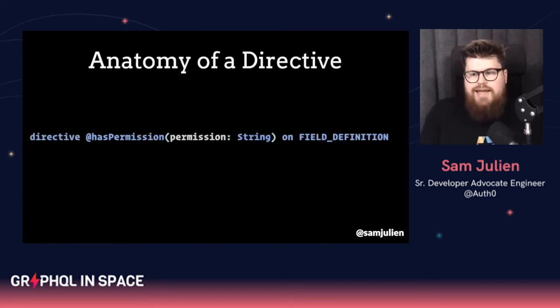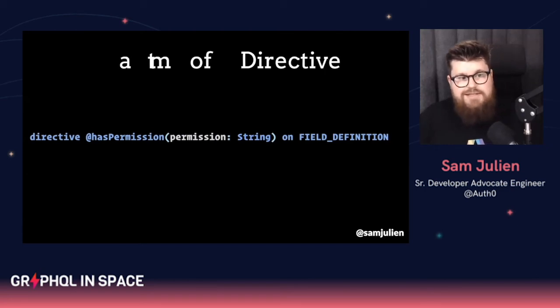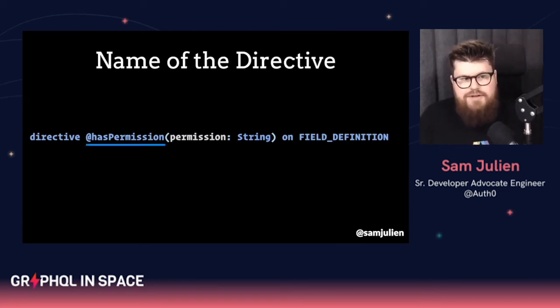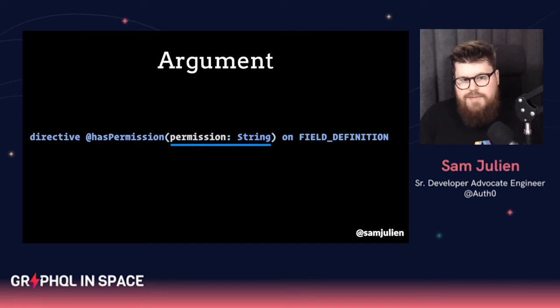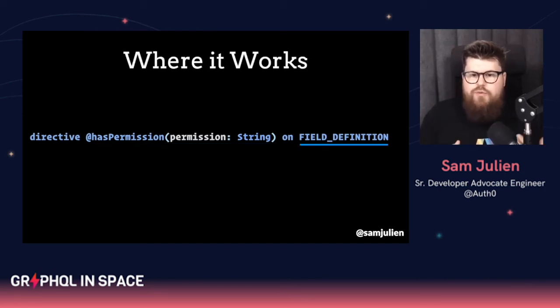So if we look at the anatomy of a custom directive, it has a few different pieces. First, you have the name of the directive. Here we're creating a directive called hasPermission. And then we're going to give it an argument called permission of the type String. And then we also need to specify where this gets used. So here, we're going to use this on the field definition. You could also maybe use it on the object or other places.